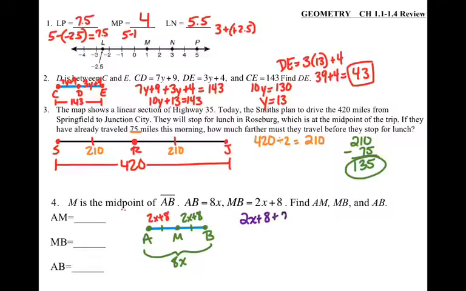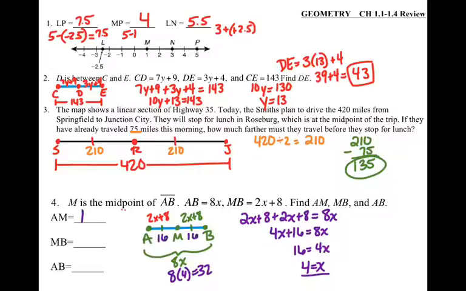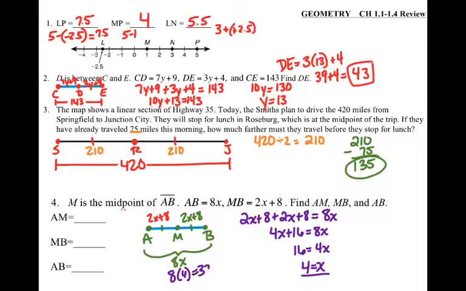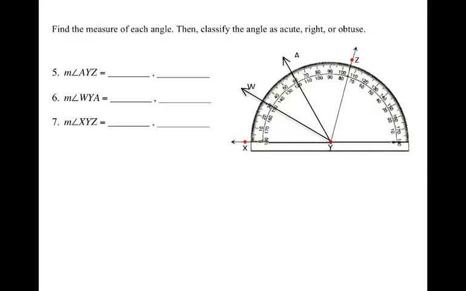And then you can say part plus part equals whole. So 2x plus 8 plus the other 2x plus 8 equals the whole thing of 8x. Combine your like terms and solve your equation, and you get x equals 4. After you get 4, you go back and plug in. So the whole thing, 8 times 4 would be 32. And then each part would be 16, because 2 times 4 is 8, plus another 8 would be 16.